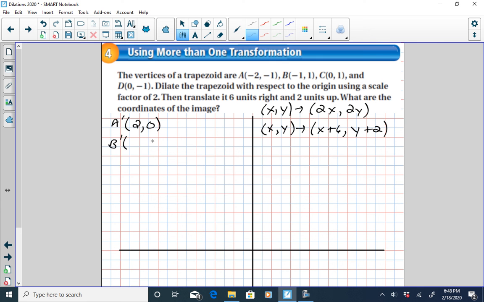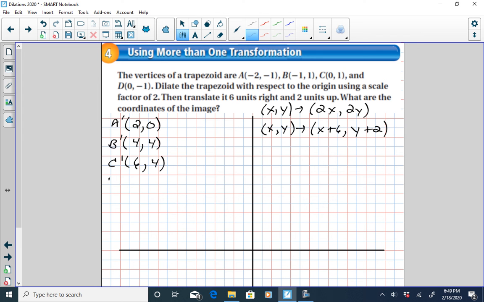Let's look at B prime. B prime starts at negative 1. Negative 1 times 2 is negative 2. Negative 2 plus 6 should be positive 4. Comma, 1 times 2 is 2. 2 plus 2 is 4. So B prime would be located at (4, 4). Then we have C prime. 0 times 2 is 0. 0 plus 6 is going to be 6. Then your y value, 1 times 2 is 2. 2 plus 2 is 4.